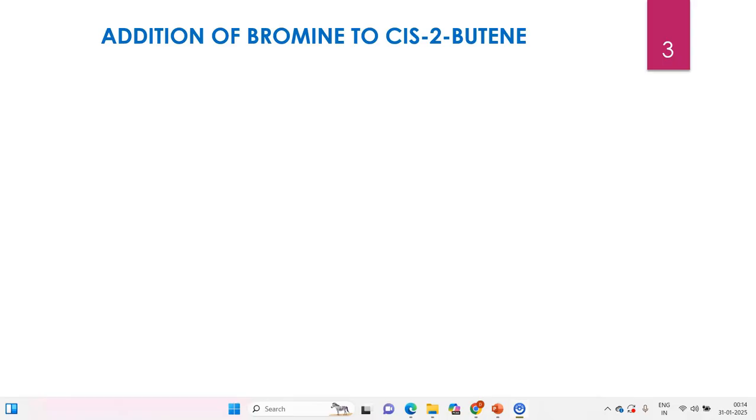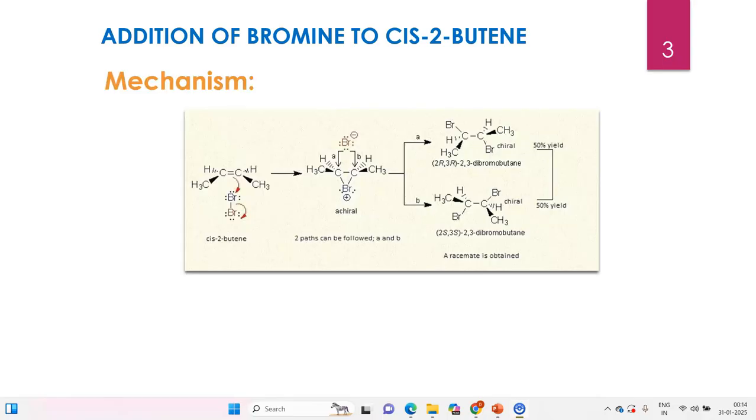Today, we are going to see stereoselective and stereospecific reactions. What is the addition of bromine to cis-2-butene? Now here, we can see the mechanism.